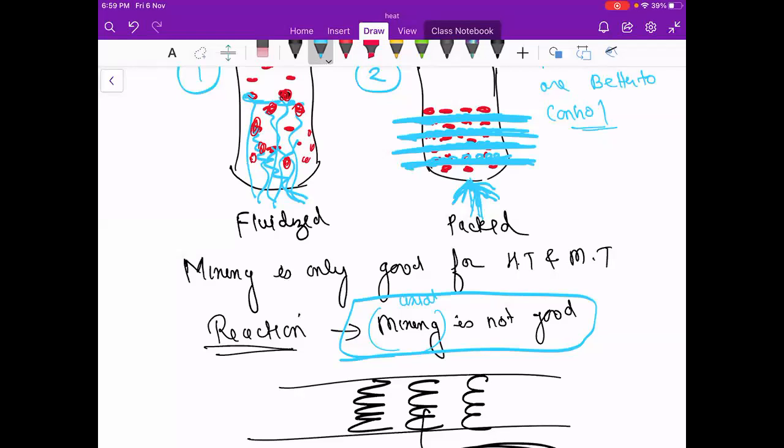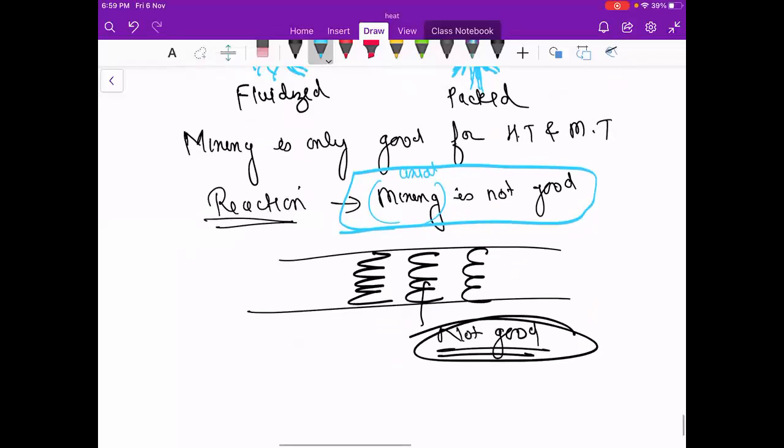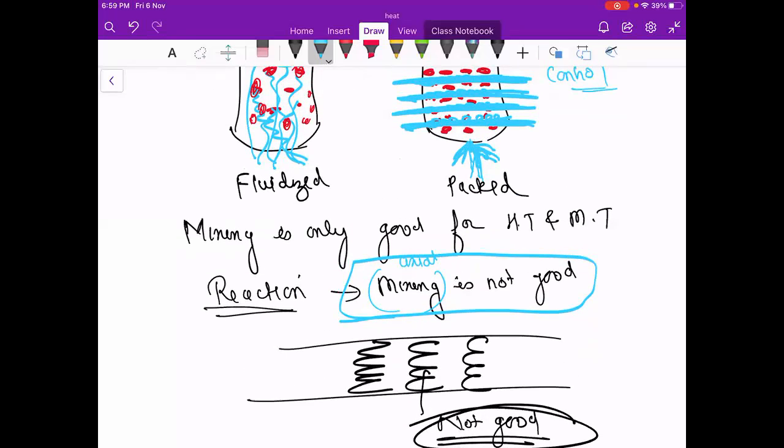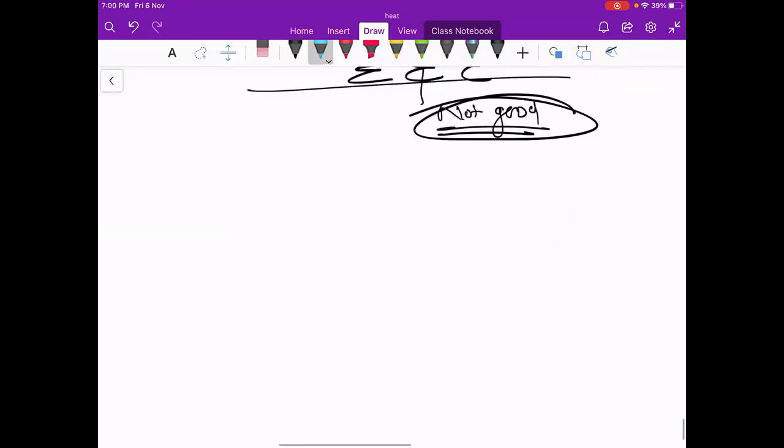Temperature control, yes, it is good in a fluidized bed. So hope this point is clear to everyone. Mixing is only good for heat transfer and mass transfer. In reaction, axial mixing is not good, and this is the point.